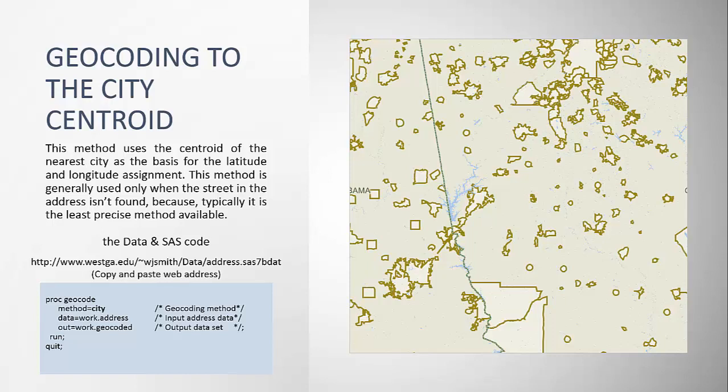If you download the dataset associated with the link in this page and place the dataset into your work library or some other library in SAS, you can use the code in the blue block to geocode to the city's centroid. Just make sure, if you're not using your work library, that you modify the code to indicate which library the data is located in.